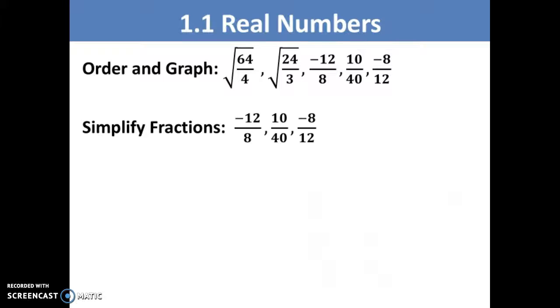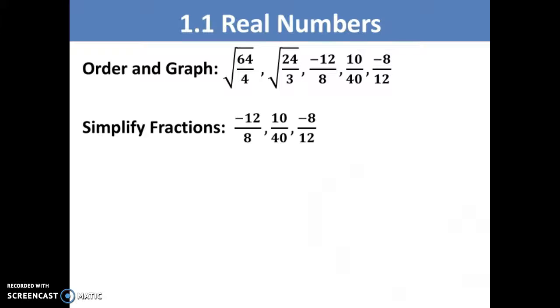They're both divisible by 4, so we can divide top and bottom by 4. We have negative 3 over 2. And again, if I want that in a decimal, that's negative 1.5. Our next fraction is 10 over 40. Top and bottom are both divisible by 10, which gives me 1 over 4. And that's the decimal 0.25.